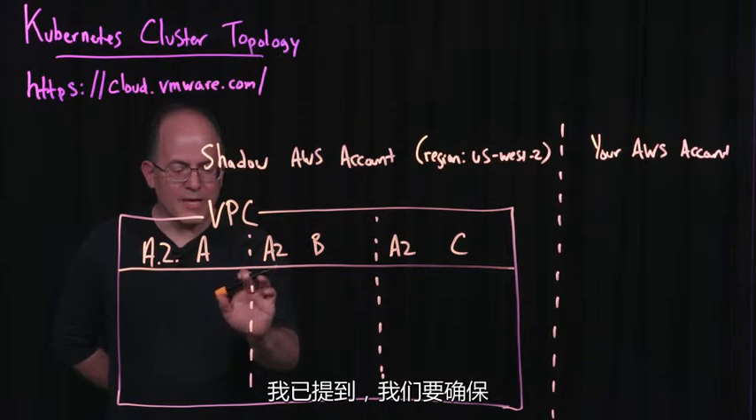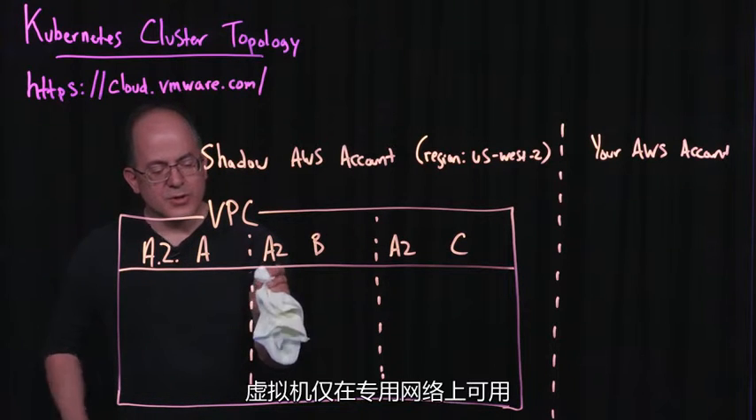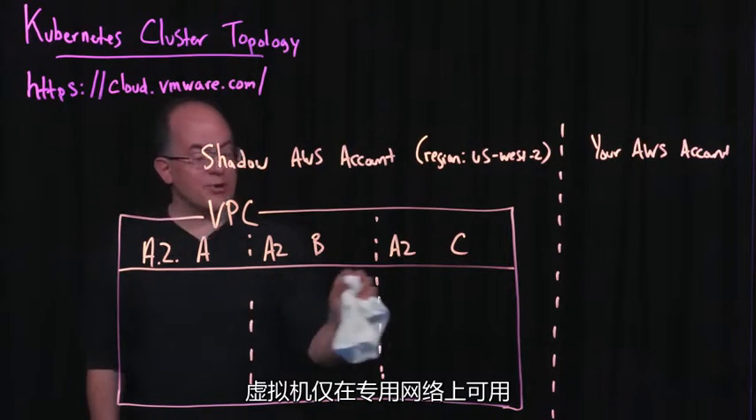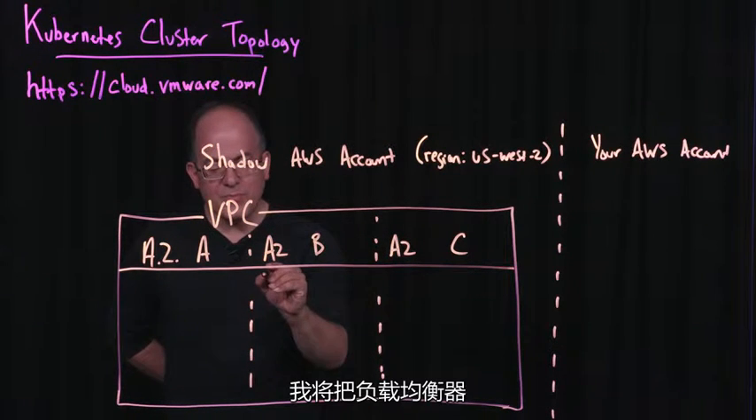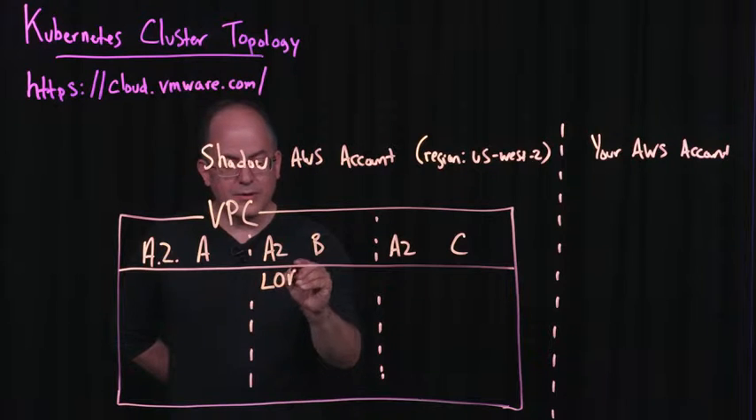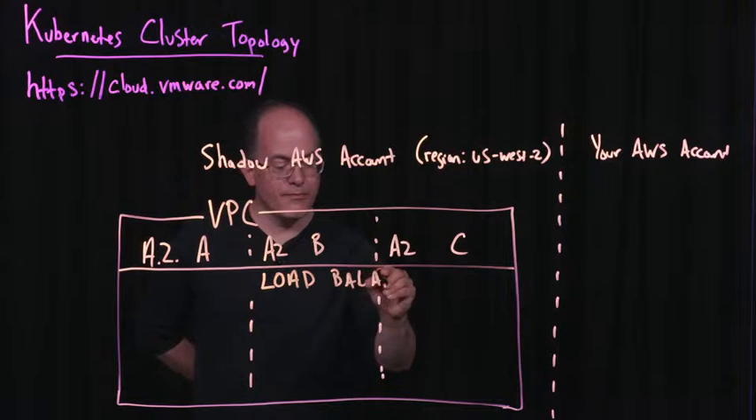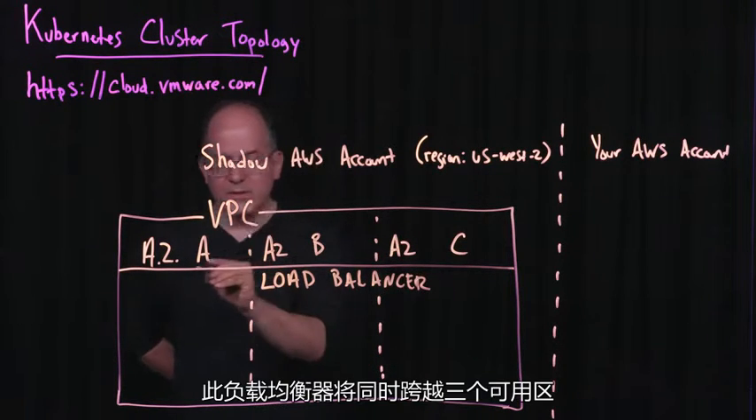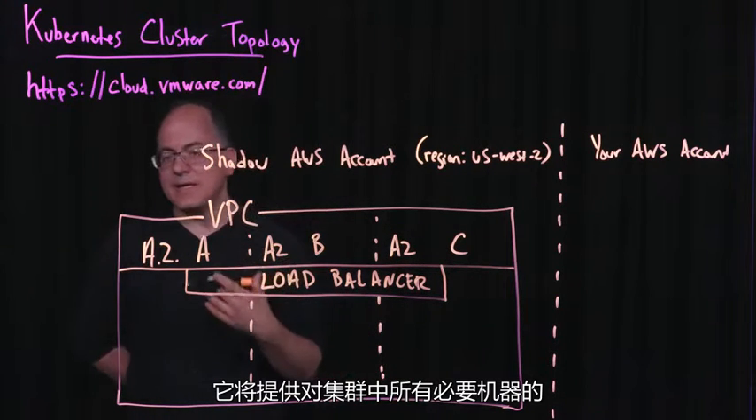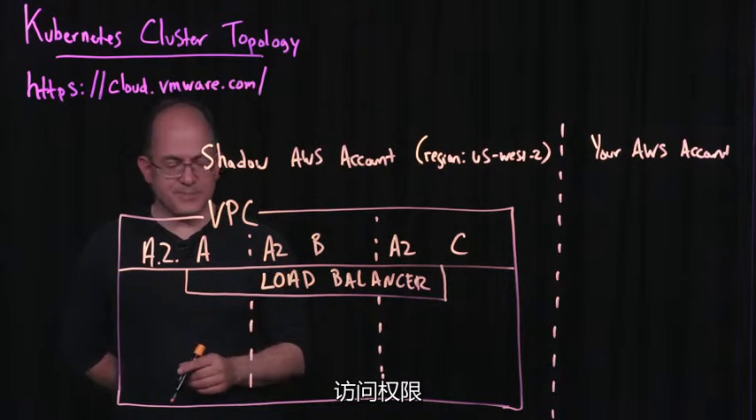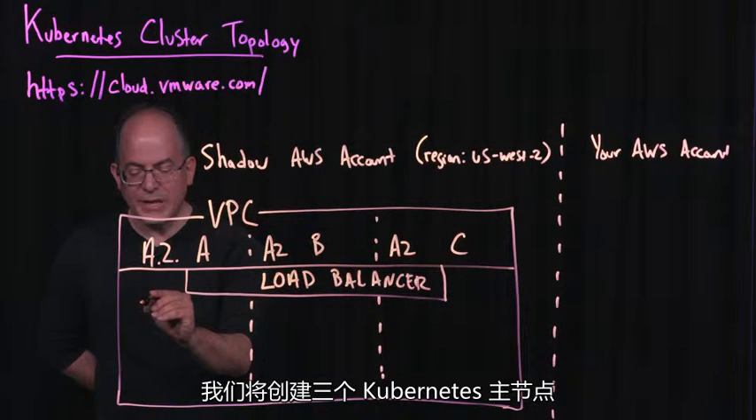And I mentioned that we're going to make sure that the cluster is only available to you, the virtual machines are available only on private networks. So of course the question is begged, how do you get access to the cluster? So I'm going to put a load balancer here in front of the cluster. And this load balancer will span the 3 availability zones, and it will provide access to all of the necessary machines within the cluster. Now behind this load balancer, we're going to make 3 Kubernetes masters.